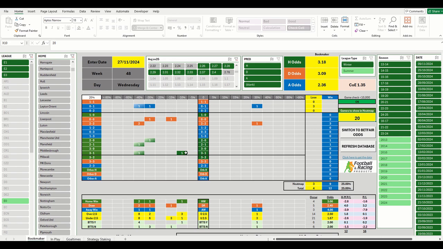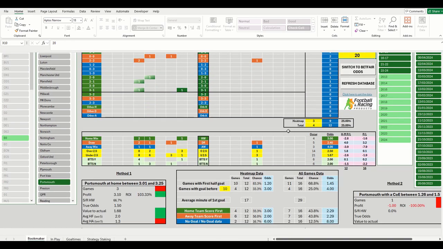You've got one scoreline which was 3-1, and even then the Portsmouth odds were about 5 to 10% lower than what they are today. So have a quick look. It's all red down here on method 2. Only 3 games have qualified, so not enough. That's why that's red. Not enough games where Portsmouth have been priced between 3.01 and 3.25.